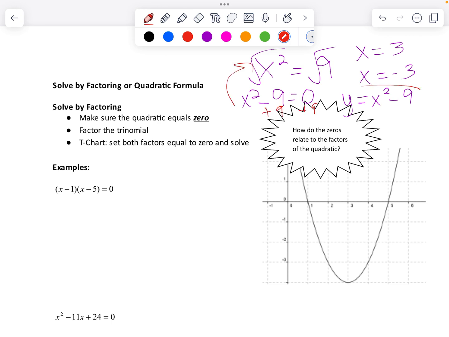This equation, y equals x squared minus 9, would have x-intercepts at 3 and negative 3, because the x-intercepts are where the y value is 0. So when I set this equal to 0, I can actually solve that.